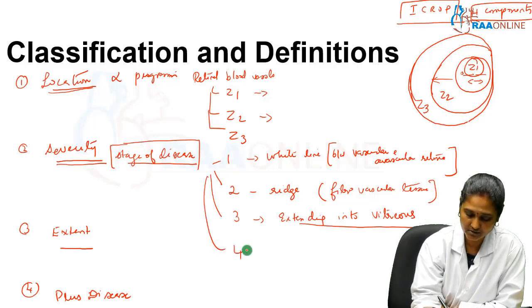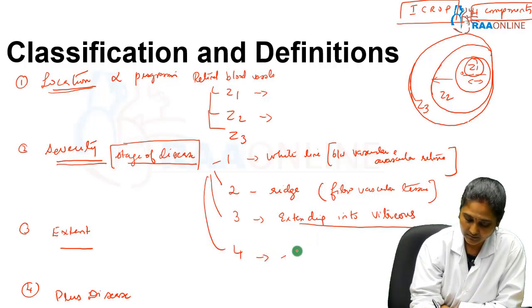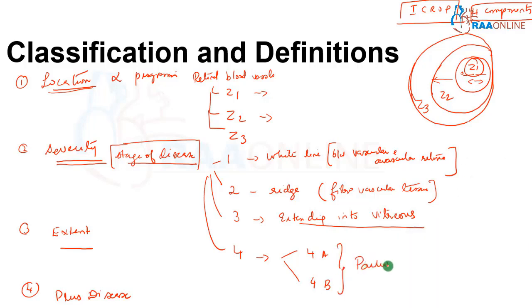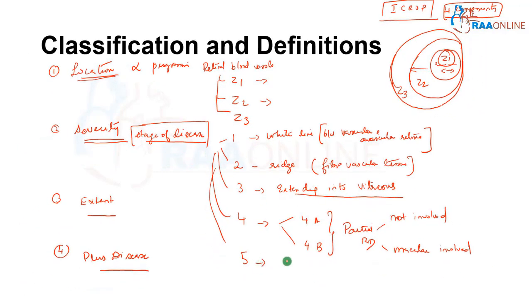Stage 4 is again classified into 4A and 4B based upon the involvement of the macula. In both, there will be partial retinal detachment, but in 4A the macula is not involved and in 4B the macula is involved. Stage 5 is the complete retinal detachment.